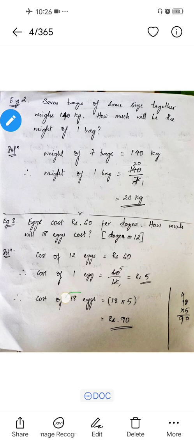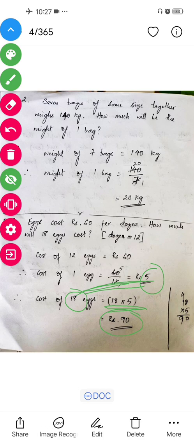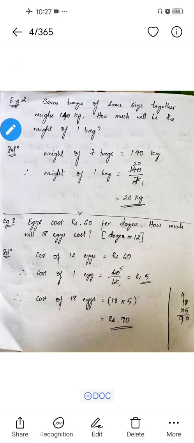The cost of 18 eggs is equal to 18 into 5, the cost of one egg. So we are multiplying these two numbers. 18 into 5, we are getting rupees 90. So this is how you find the price of any number of items by unitary method. We first find out the cost of one, the weight of one, like that.